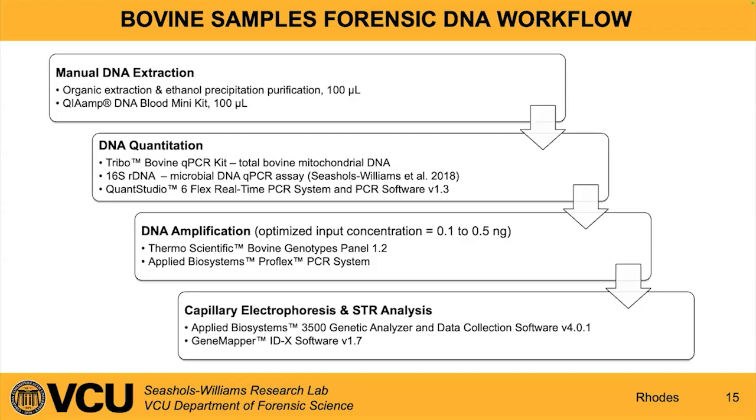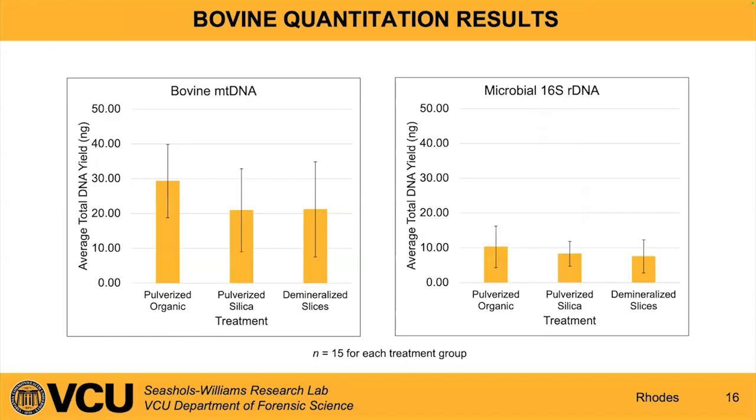Following that, we performed DNA amplification using the Thermo Scientific Bovine Genotypes Panel 1.2. This panel encompasses the 12 STR loci that are recommended by the International Society for Animal Genetics for routine use in bovine parentage testing and identification. Following amplification, the samples underwent capillary electrophoresis and STR analysis with the 3500 genetic analyzer, and electropherograms were analyzed with GeneMapper IDX software. We had an analytical threshold of 150 relative fluorescent units.